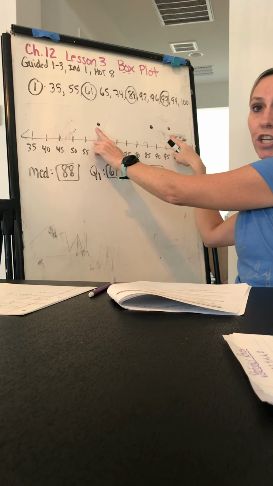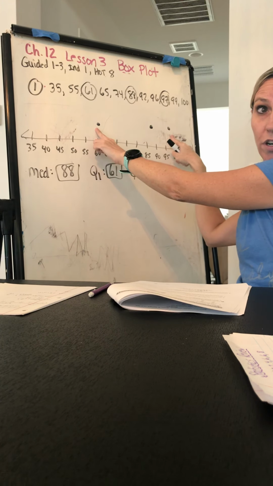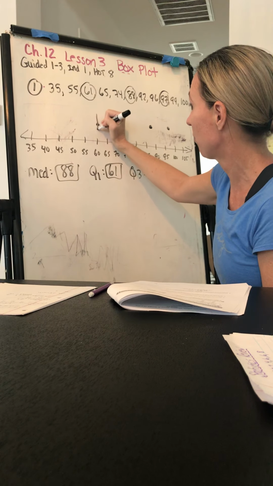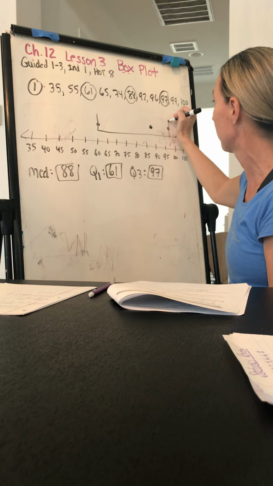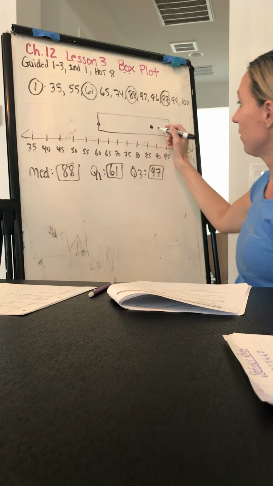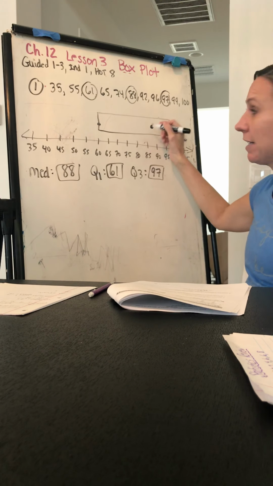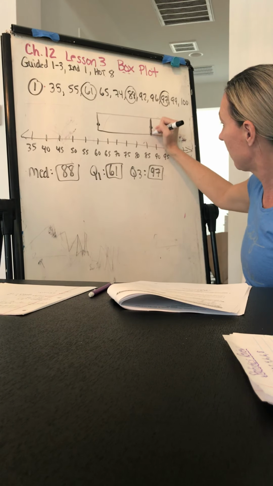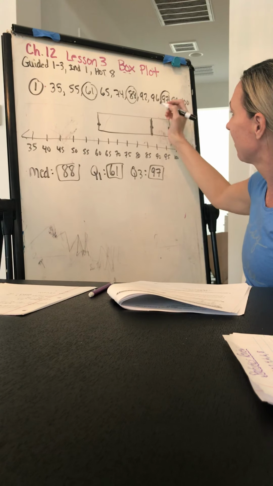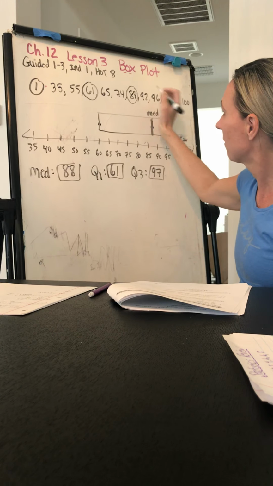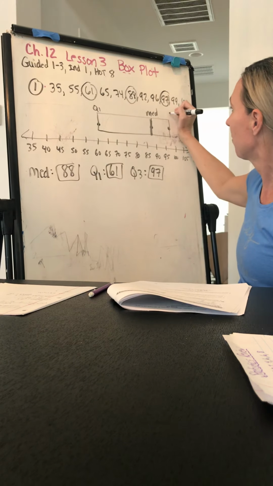Now, the Q1 and Q3 are the outside of your box, so you're going to draw your box around those. Okay, and then your median, do you remember what I would do with the median? Make a nice big line here. So this is your median, that's Q1, and this is Q3.